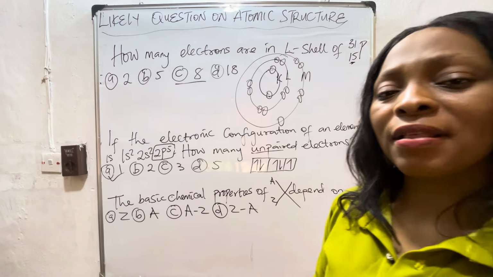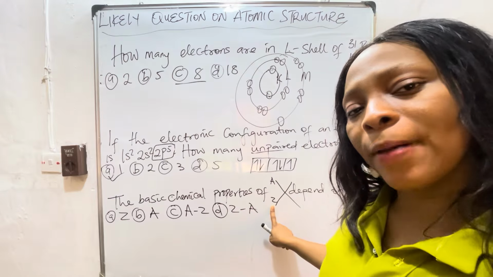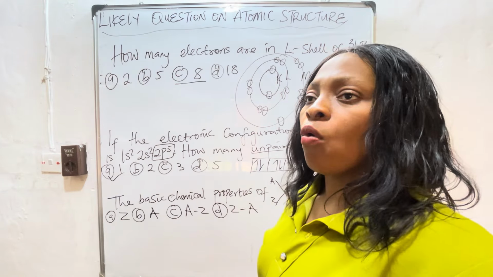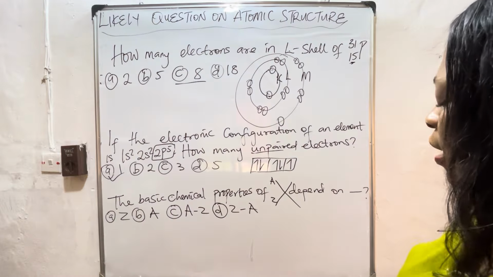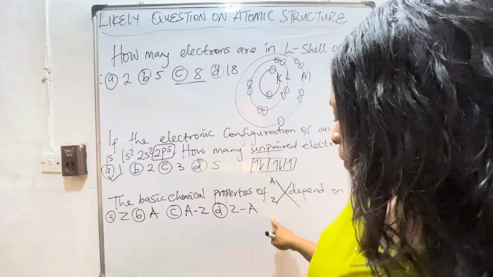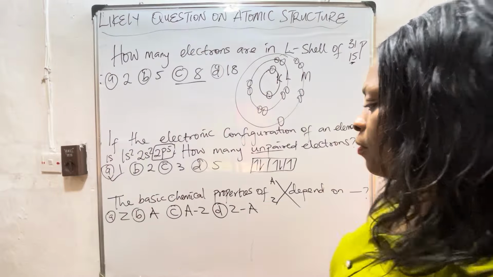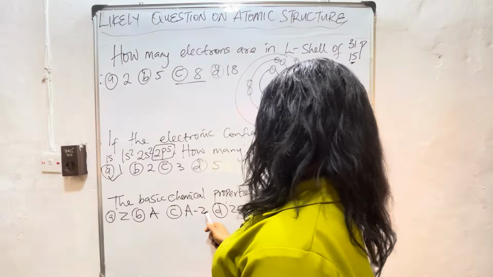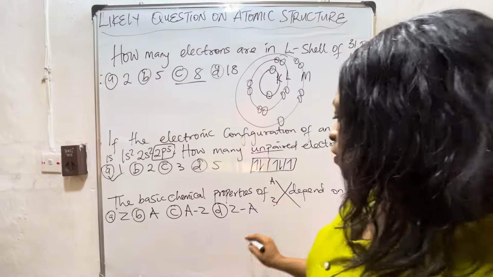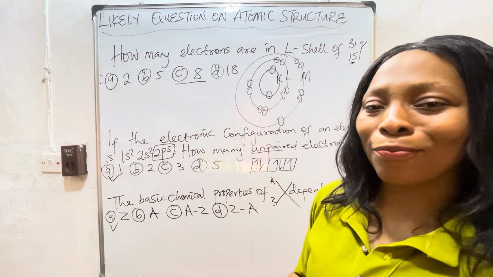The basic chemical properties of an element depend on what? What determines the chemical properties of an atom is the atomic number or the proton number. I say again, what determines the basic properties of an element is the atomic number or the proton number. So which one determines the basic properties here? Is it Z, A minus Z, Z minus A? Of course, the correct answer is what? Z. So A is the answer. Let's look at more questions.